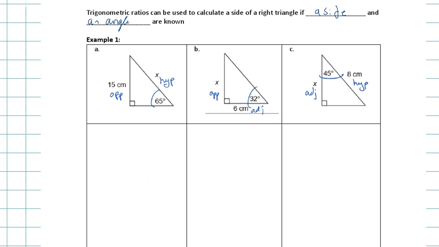What does the first blank say? I can't see. I'm not wearing my contacts. Oh, okay. If a side and an angle are known.